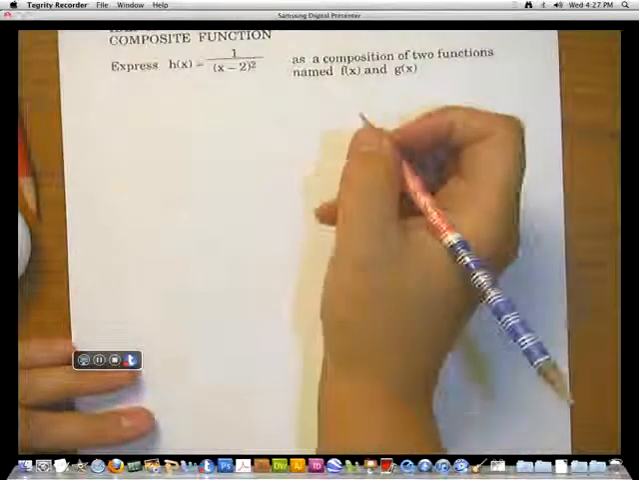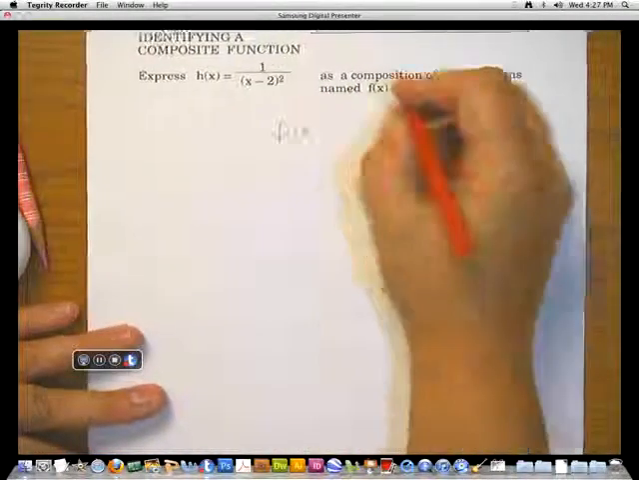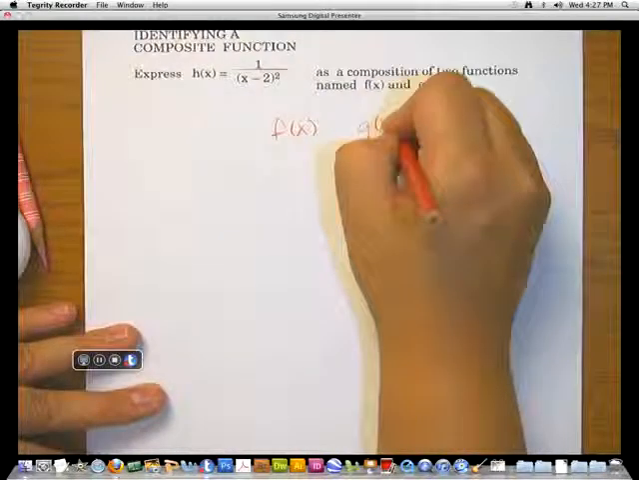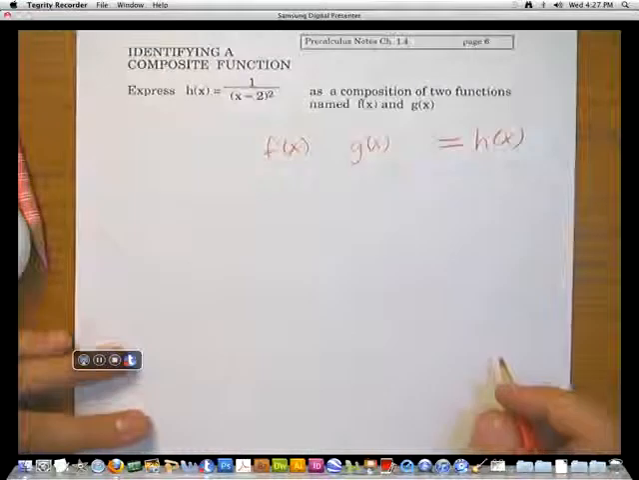All right, on page 6, it says we want to identify a composite function. So we want two functions that were put together in order to get h. And that's what that's saying. What do we do with f? What do we do with g so that together we get h?